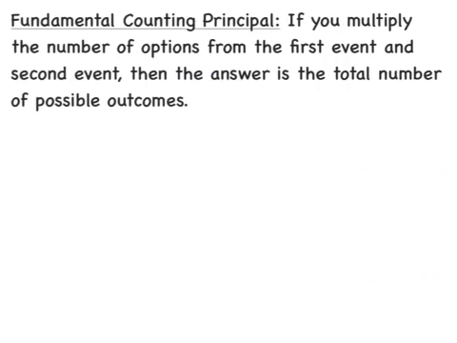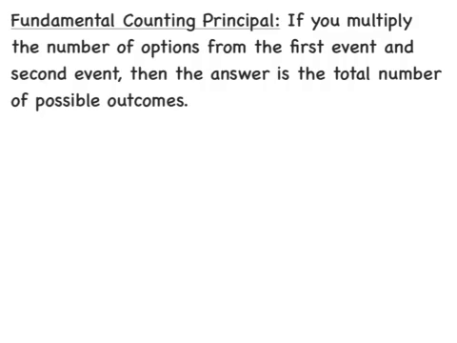Okay, so I know this is one that you're not familiar with, and that's okay because this is a new word. We're going to read it through, and then we're going to talk about it for a minute and see what it means. On the fundamental counting principle, it says, if you multiply the number of options from the first event and the second event, then the answer is the total number of possible outcomes. So this is like a shortcut to doing a tree diagram, or a way to check your tree diagram to see if you got the right number of outcomes.